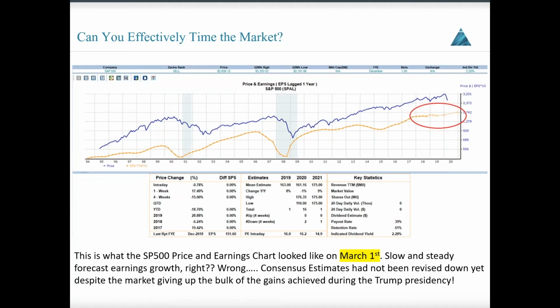The idea is, this is a price and earnings chart out of the Zacks research system. As many of you are well aware, I rely on this system and do a lot of my analytical research. This is price in blue, and we've got a trailing 4 quarters operating or adjusted earnings line here in orange. And you can see that by March 1st we had literally given up all of the equity gains that we had achieved during the Trump presidency.